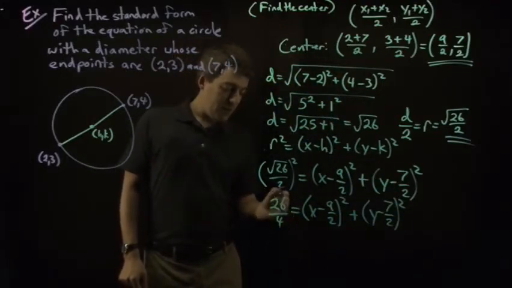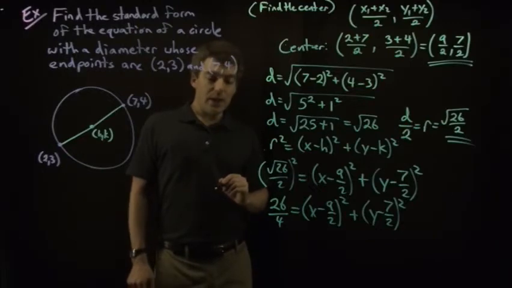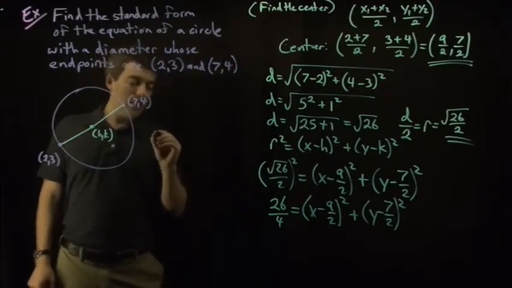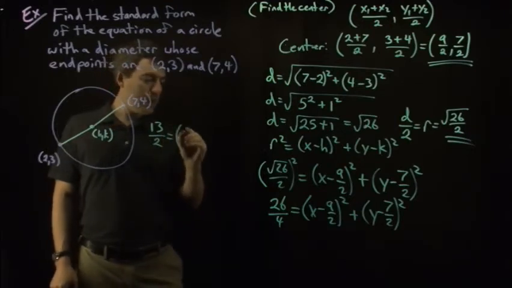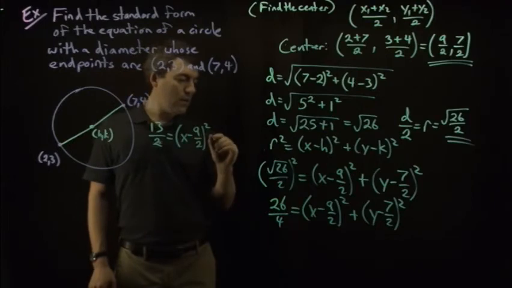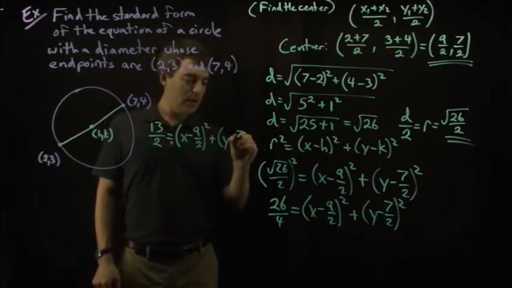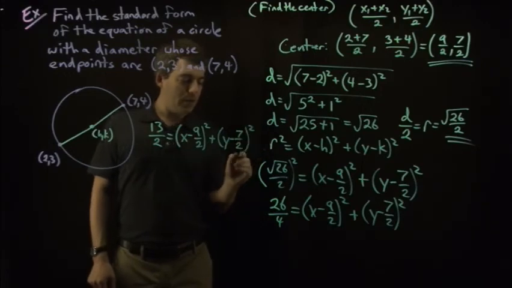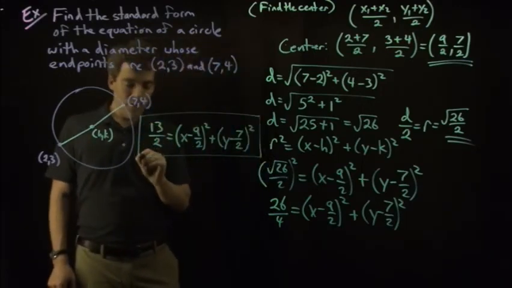And then we can simplify this. We have 26 over 4. They both have a factor of 2, so we can write this as 13 halves. So 13 halves equals (x minus 9 halves) squared plus (y minus 7 halves) squared. There we have the standard form for this circle.